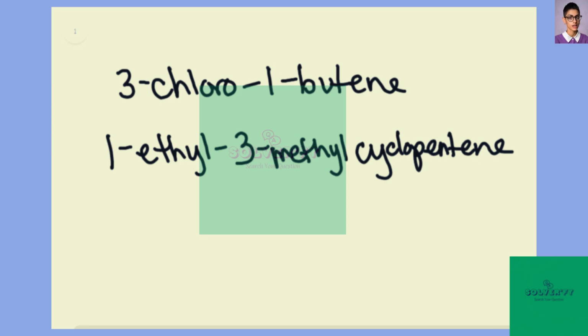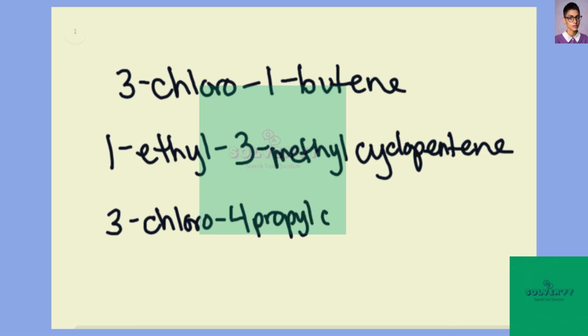Right. After that, we have another cyclopentene. Okay, our numbering is going to be a little bit different this time. We are going to still number our double bond as number 1, which puts the chloro at number 3. So it'll be a 3-chloro, and the propyl group, or that 3-carbon chain, at number 4, and that's a cyclopentene again.